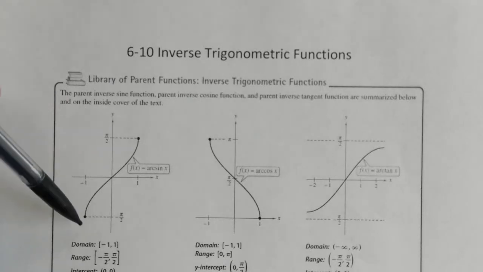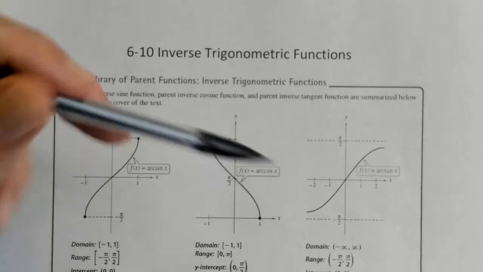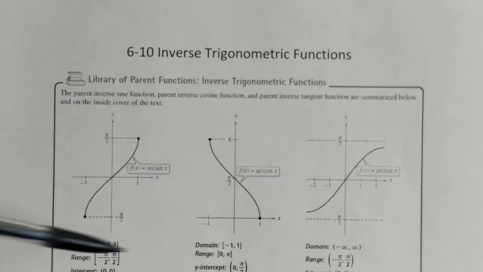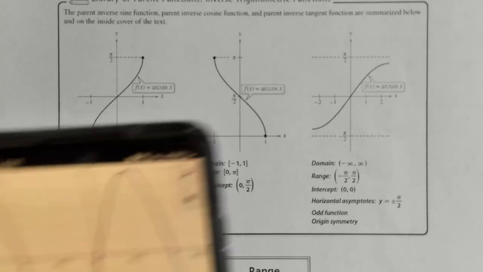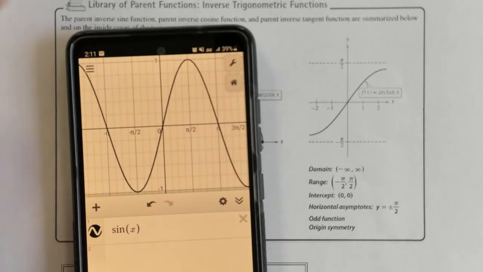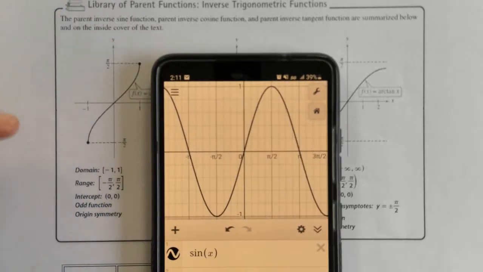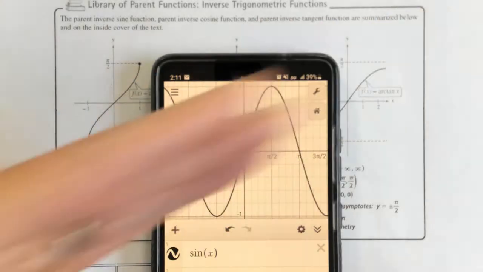The first thing that you may notice when you look at the graphs of these is they have a very restrictive range. Let's talk for a moment about why that's the case. Think about the sine curve. When we're talking about inverse sine, that is the inverse function to sine. And remember, graphically speaking, to get the inverse graph, you reflect it through the line y equals x.